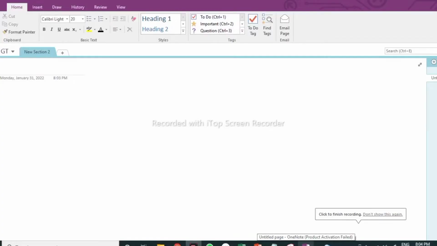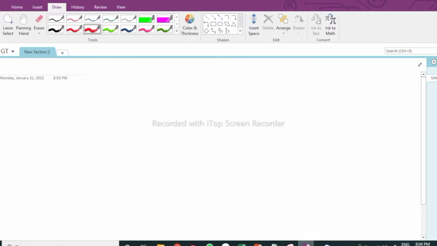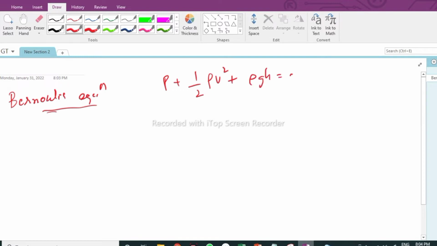Welcome students. In today's session, we are going to learn about Bernoulli's equation, which we come across in fluid mechanics. What is Bernoulli's equation? Bernoulli's equation is given by the expression P plus half rho V square plus rho g h is equal to constant.